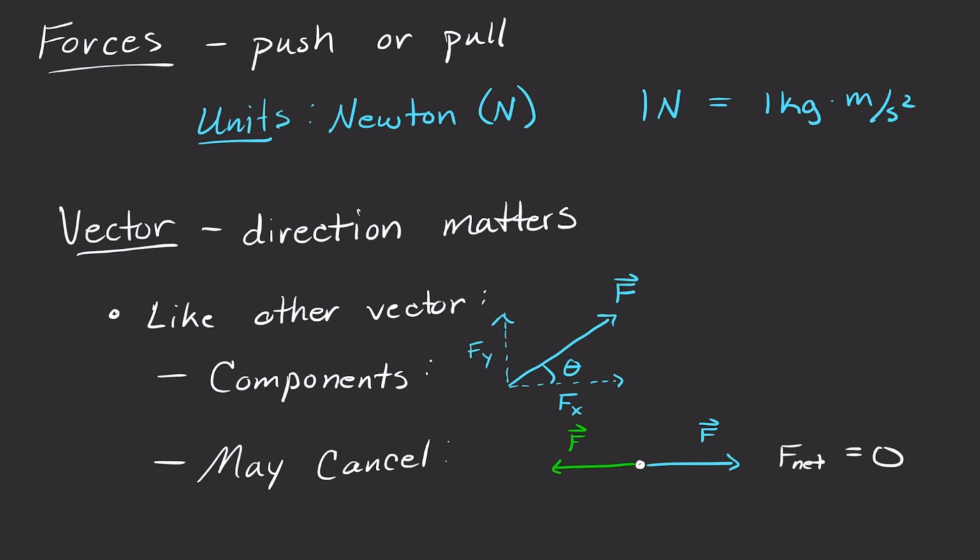If you're pushing on an object and someone else is pushing equally as hard in the other direction, it's not going to go anywhere and nothing's going to happen. Okay, so this is really important, and this is why we have to keep in mind that forces are vectors and the direction matters, because if you both push in the same direction, that's going to be a very different result than if one of you pushes to the right and another pushes to the left.